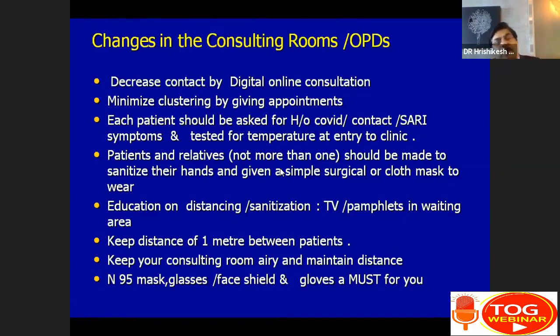How are we going to handle this? How will we tackle it? So I've divided it into 3 parts. Changes in the consulting rooms, OPDs. So what are the changes you would like to make in your consulting room?